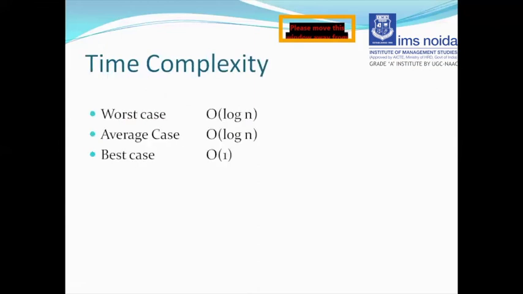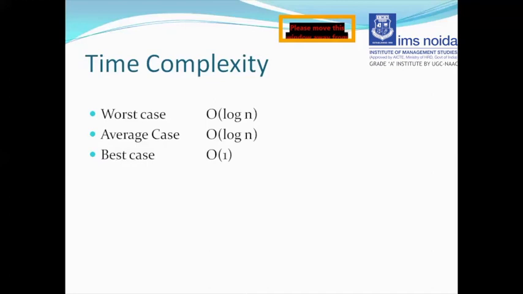Now let's discuss the time complexity of this algorithm. First, you have to understand what time complexity is. Time complexity is the time consumption of an algorithm, how much time an algorithm takes to complete its task. So every algorithm has 3 cases whenever we are calculating the time complexity: worst case, average case, and best case.